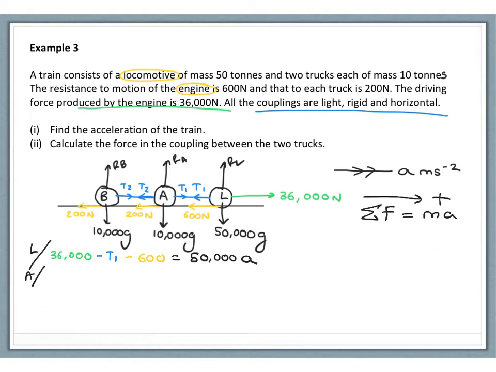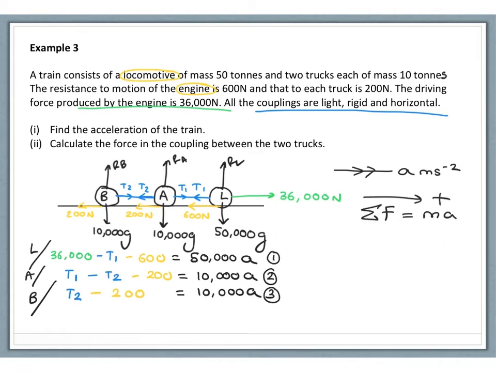Let's now look at the forces acting on A. Now, going towards the right in the positive direction, we have T1, but we then have to take away T2 and take away 200, and this equals its mass of 10,000 multiplied by its acceleration of A. And then forces acting on B, in the forwards direction, we have T2. In the opposite direction, we have 200, and this equals the mass of 10,000 multiplied by our unknown value of A. And notice we have a system of 3 simultaneous equations.